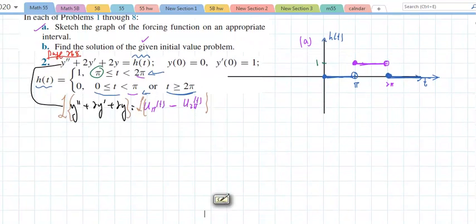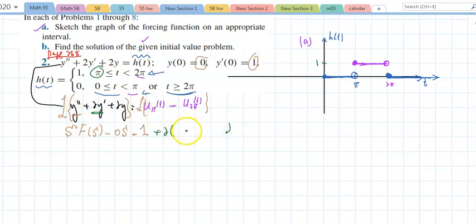If I apply this, well, now I know that this is s squared F of s minus 0 times s minus 1. That's the y double prime. If I look at the plus 2, the Laplace applied on y prime would be simply F of s minus y of 0, which is 0. And if I look at the last component, which is the 2y, that's simply twice F of s.